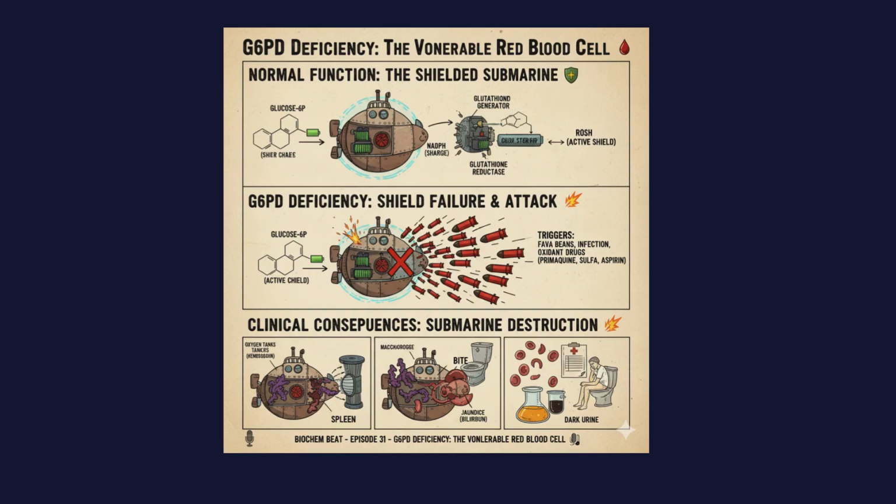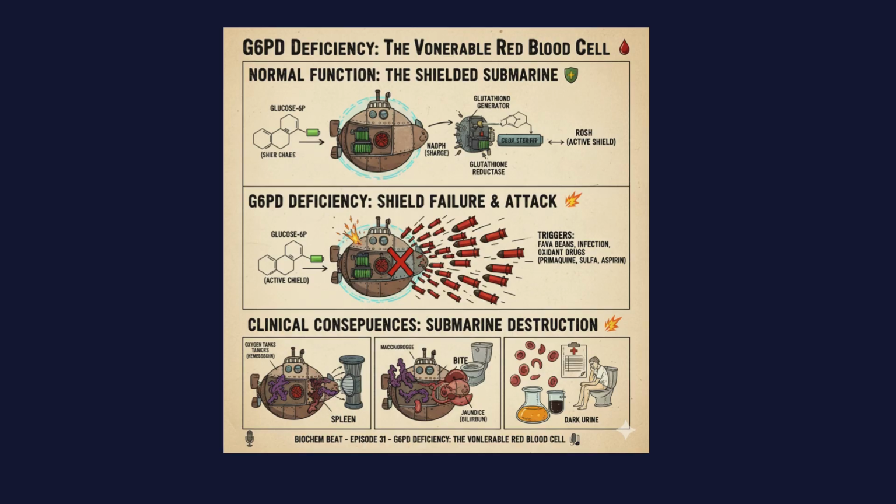The cell is under constant attack from oxidative stress, that's our enemy torpedoes. The enzyme G6PD is the internal shield generator and repair system that keeps the submarine safe. G6PD deficiency means the shield generator is faulty, leaving the RBC vulnerable to attack and destruction.